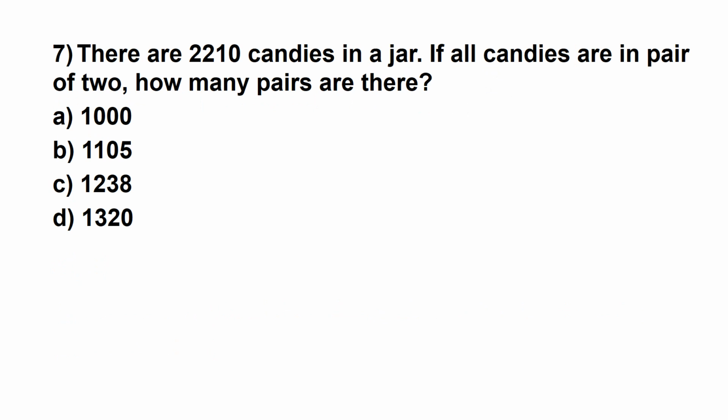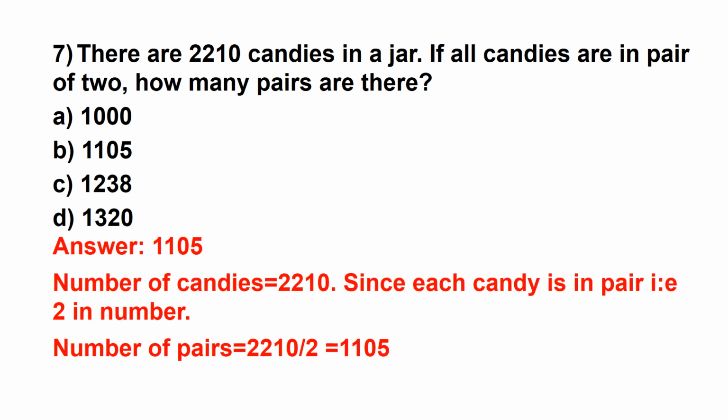Next question. There are 2210 candies in a jar. If all candies are in pairs of 2, how many pairs are there? So what does pair mean? 2. So the right option is B. The solution is given down.